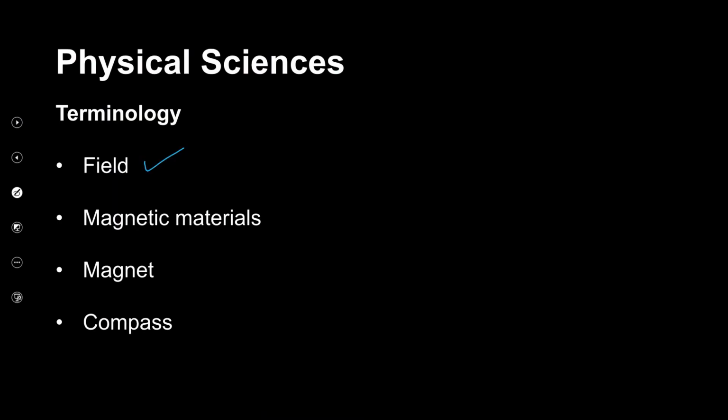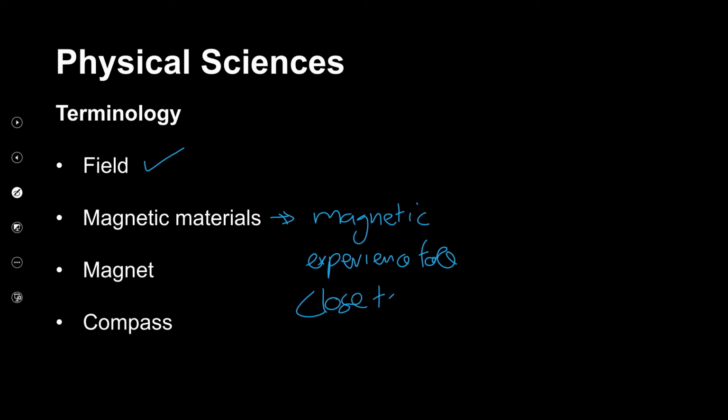So magnetic materials, and I've mentioned this word, are just things that respond to a magnet. So they experience a force when you put them close to a magnet. And that's quite an interesting idea.